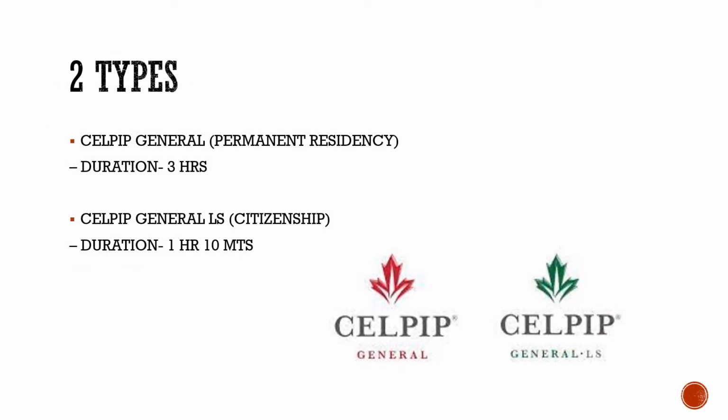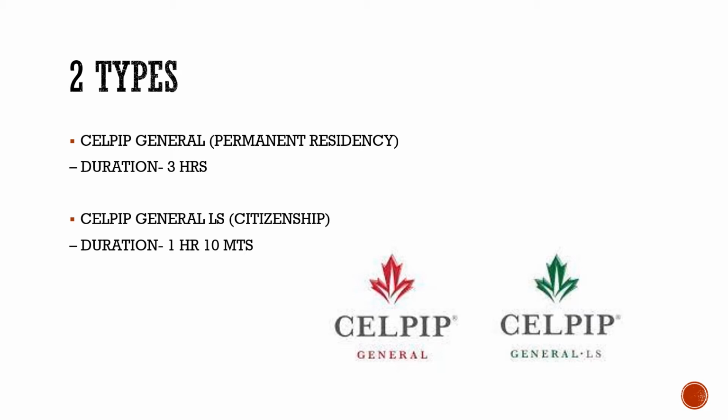CELPIP is divided into two parts: CELPIP General, which is for permanent residency, and CELPIP General LS, on the other hand, which is for citizenship. The CELPIP General test is accepted by IRCC, the Immigration Consultants of Canada Regulatory Council, and the Real Estate Council of British Columbia. In the CELPIP General test, the candidate is assessed on reading, writing, listening, and speaking skills.